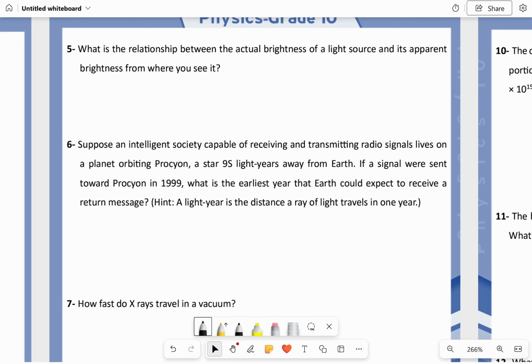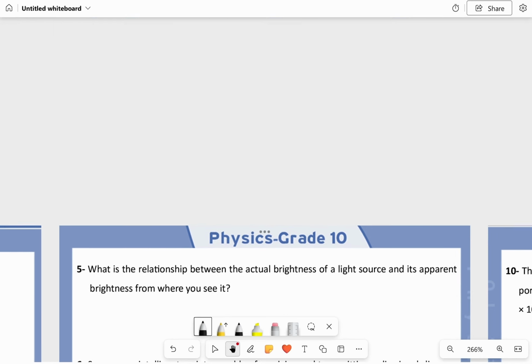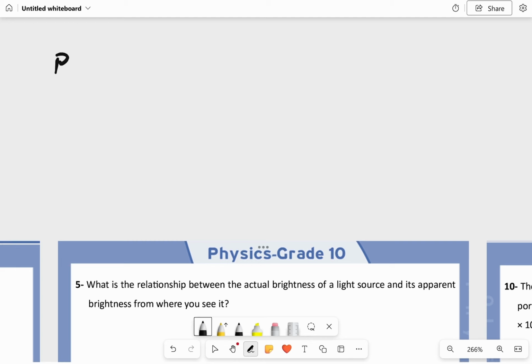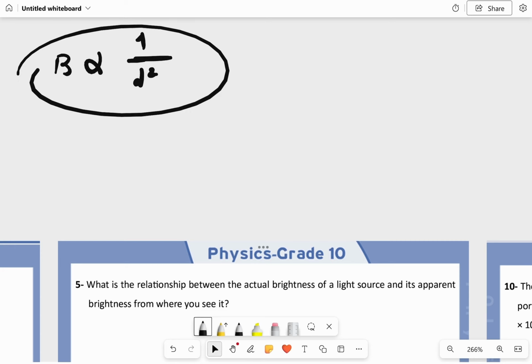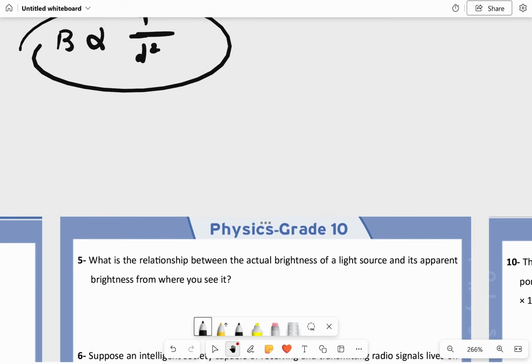We have question 5. What is the relationship between actual brightness of a light source and its apparent brightness from where you see it? You remember we talked about the inverse square law. Brightness follows the inverse square law, and this is the relationship between the apparent brightness and the actual brightness of the light source.